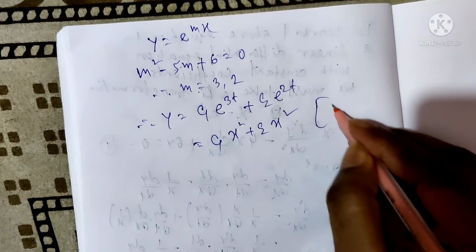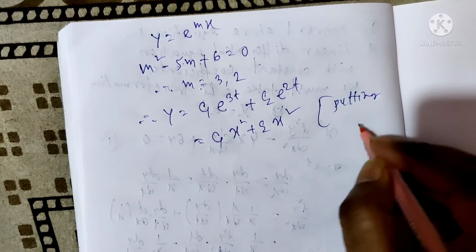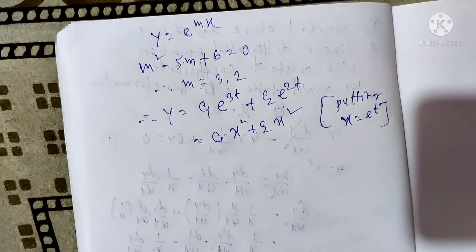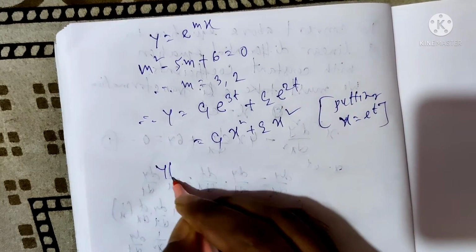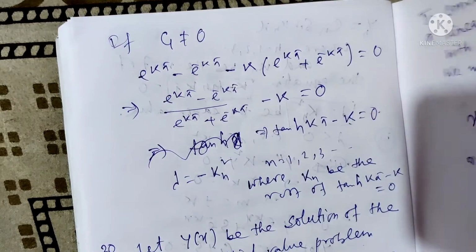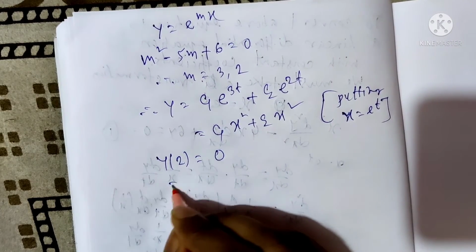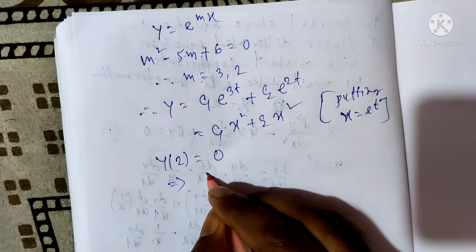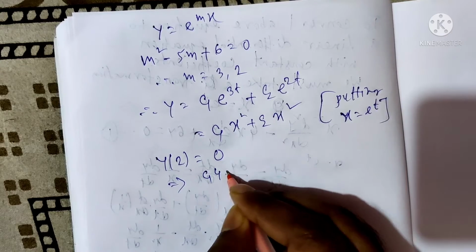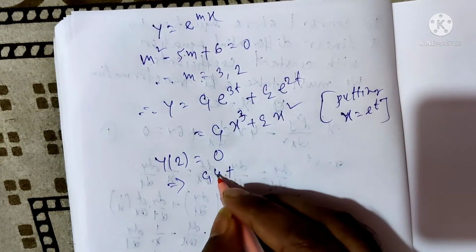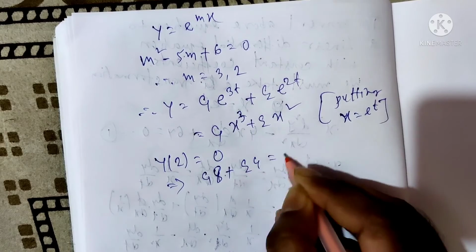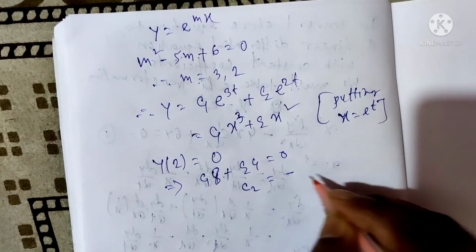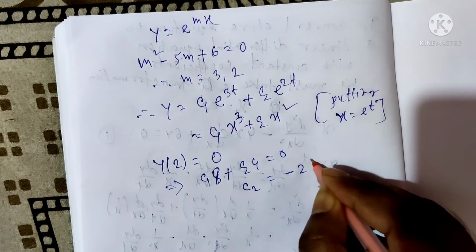Now putting x equals e to the power t. Therefore, y up to that equals 0 implies 8c1 plus c2·4 equals 0. So c2 equals minus 2c1.